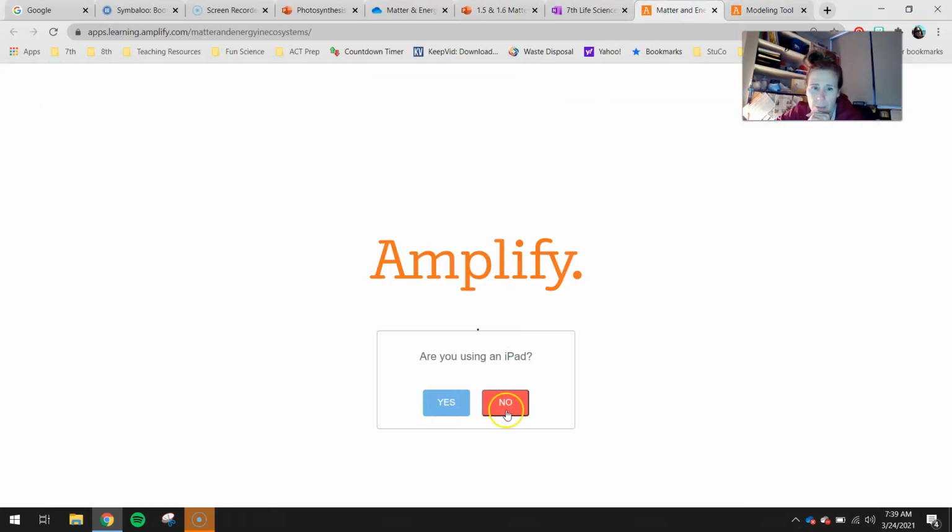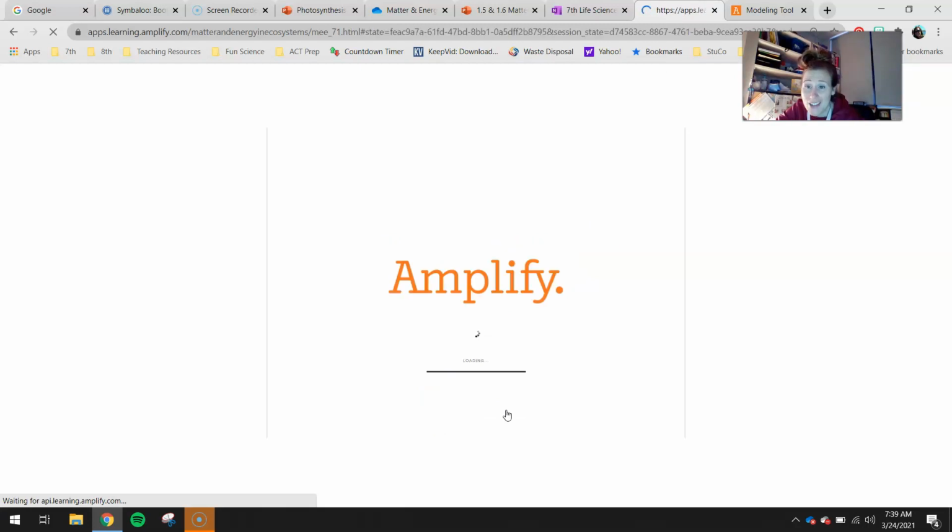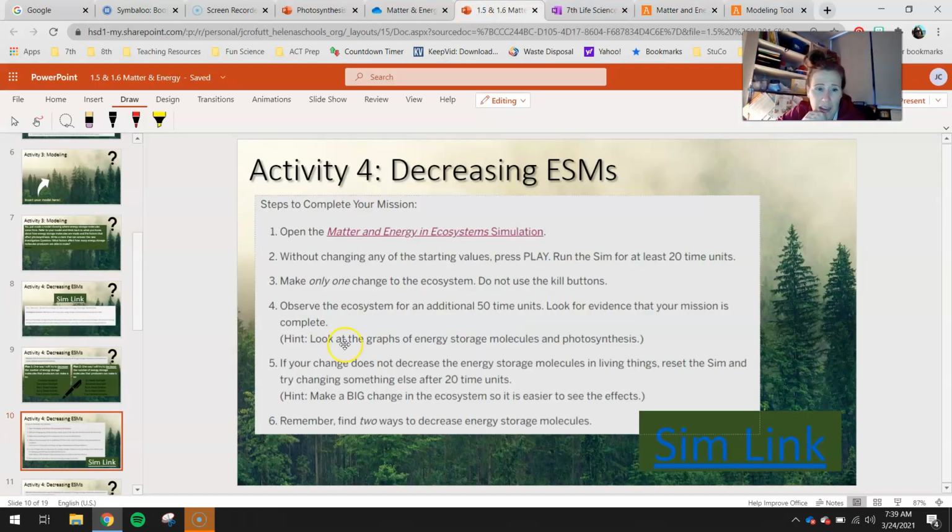So let's take a look at our sim really quick. Remember that if you want to make a change and see a big effect, whether you're trying to reduce or increase your ESMs, you need to make a big change. So if you're trying to increase or decrease the amount of sunlight, do that as much as you are able to. Make only 1 change. Observe the ecosystem for an additional 50 time units, and then look for evidence that your mission is complete. Did your ESMs decrease? That is basically what you're looking for in this first sim unit.